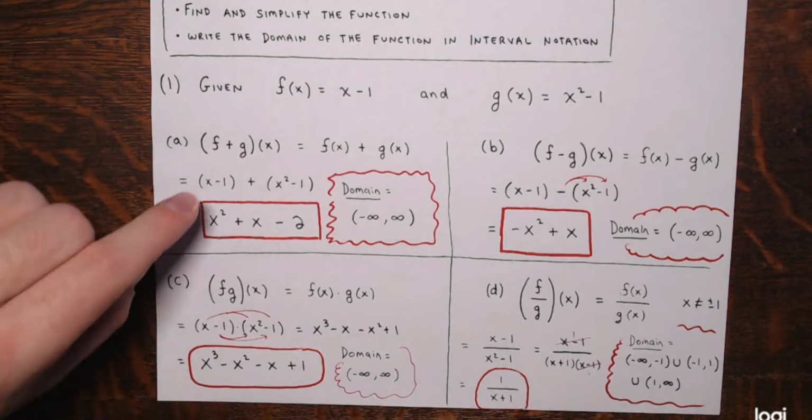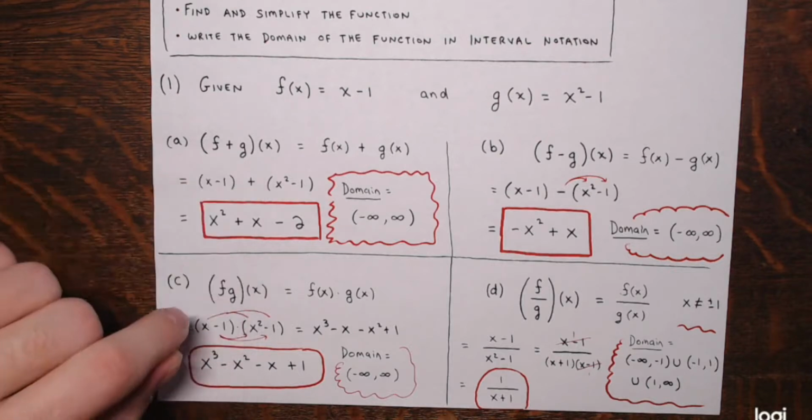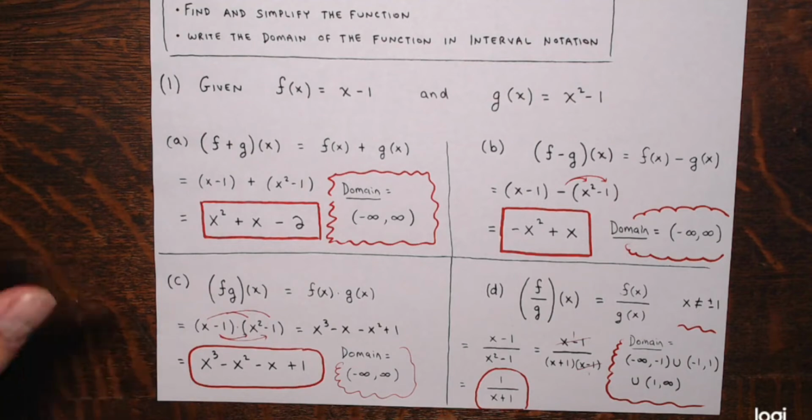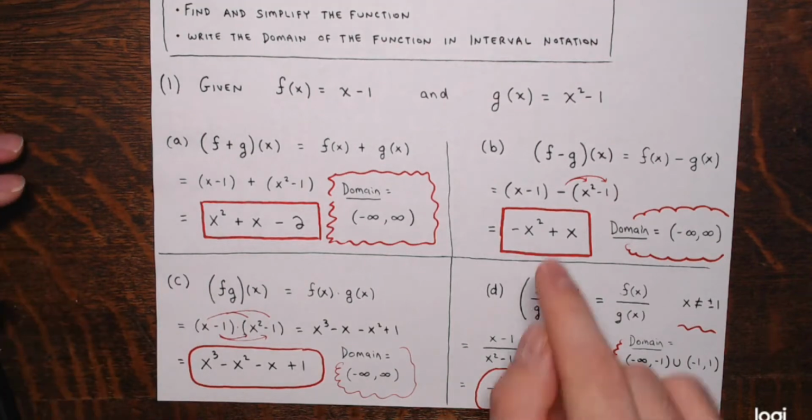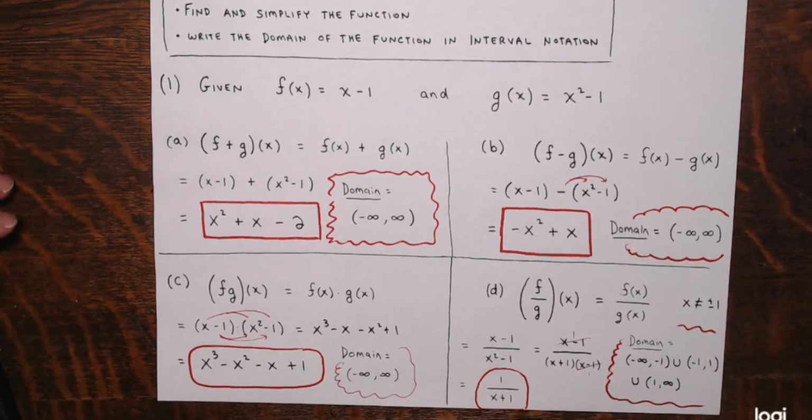But addition and multiplication doesn't matter. F plus g is the same as g plus f. F times g is the same as g times f. So the only ones you really have to pay attention to are f minus g and f divided by g. Subtraction and division. Order matters in those cases.